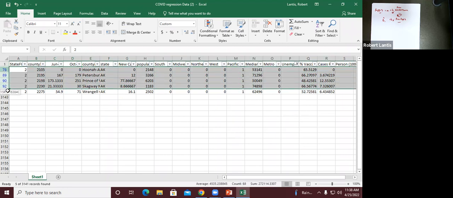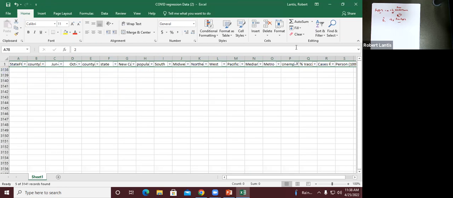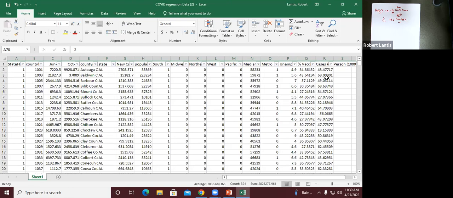So I'm just going to select these 5 rows by left clicking them. And I'm just going to get rid of them. I can't use them. They're missing data that I needed. And then I'm going to go back to my unemployment variable, have it show me all the data again. Okay. So that was the issue that existed that we just cleaned up.